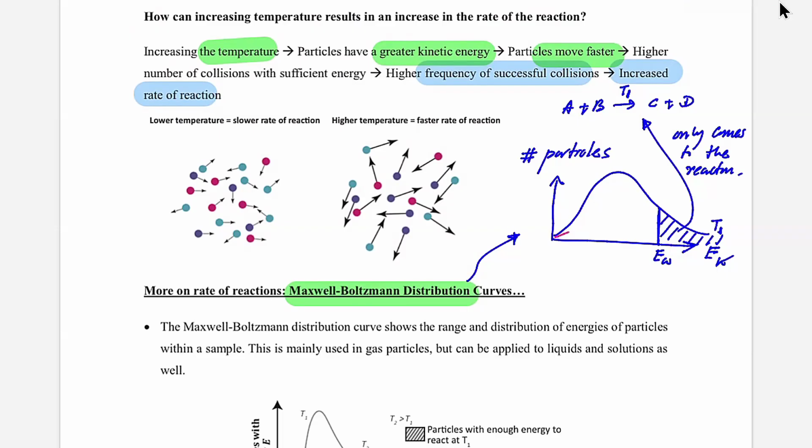this distribution shifts to the right like this. And that is T2 temperature. Obviously, T2 temperature is greater than T1 temperature. That's the whole point. Now, what will happen? If you increase the temperature, nothing will happen to the activation energy.